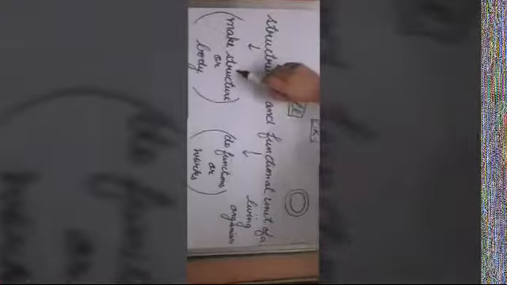Functional unit means it does so many functions. The word function means so many works are done by the cell. So basically in our body, what does the cell do? The cell actually makes the body, it makes the structure of the body, and it performs many functions of a living organism.